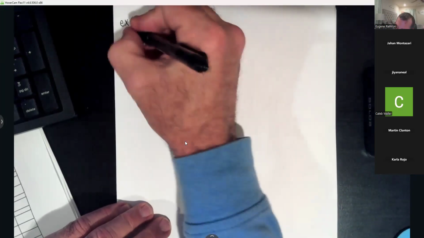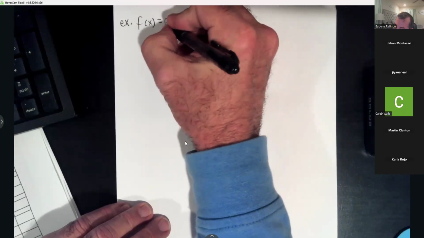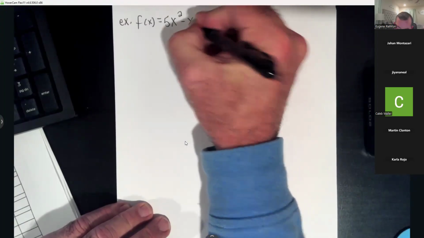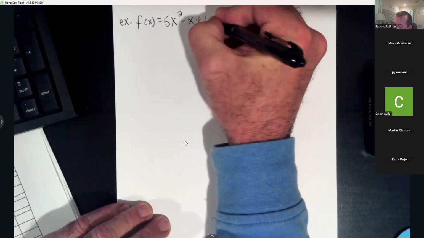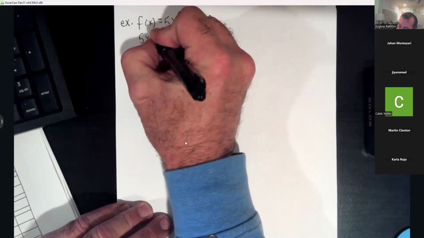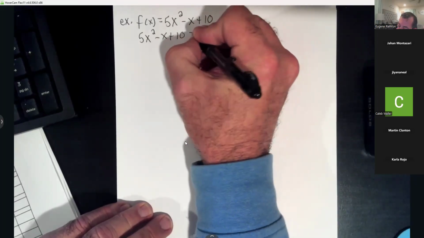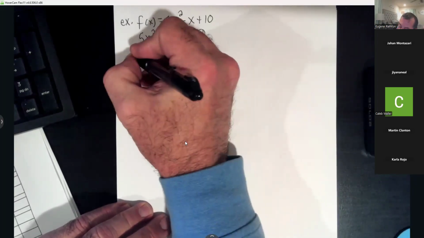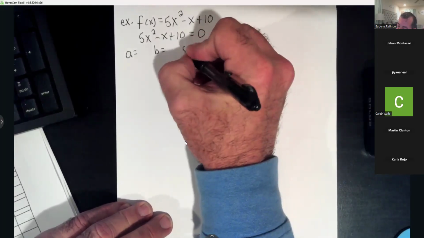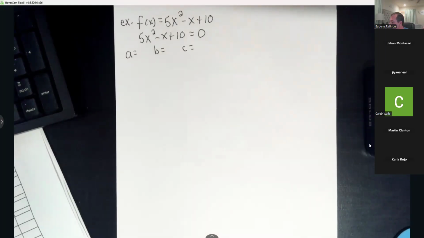All right, y'all, so this one they're giving me f of x equals 5x squared minus 8x plus 10. All right, I'm going to set all that equal to 0. All right, y'all are going to help me on this one because the first thing I need from y'all is a, b, and c.